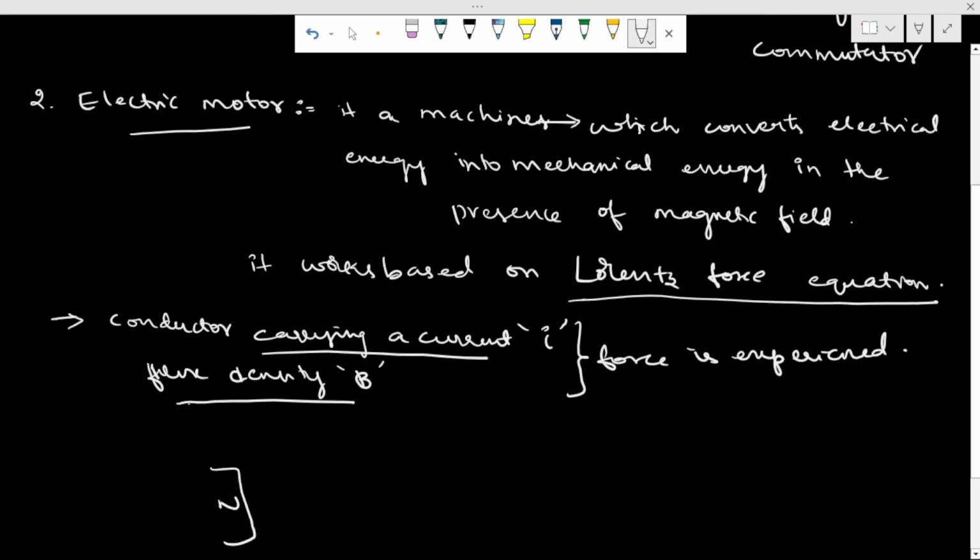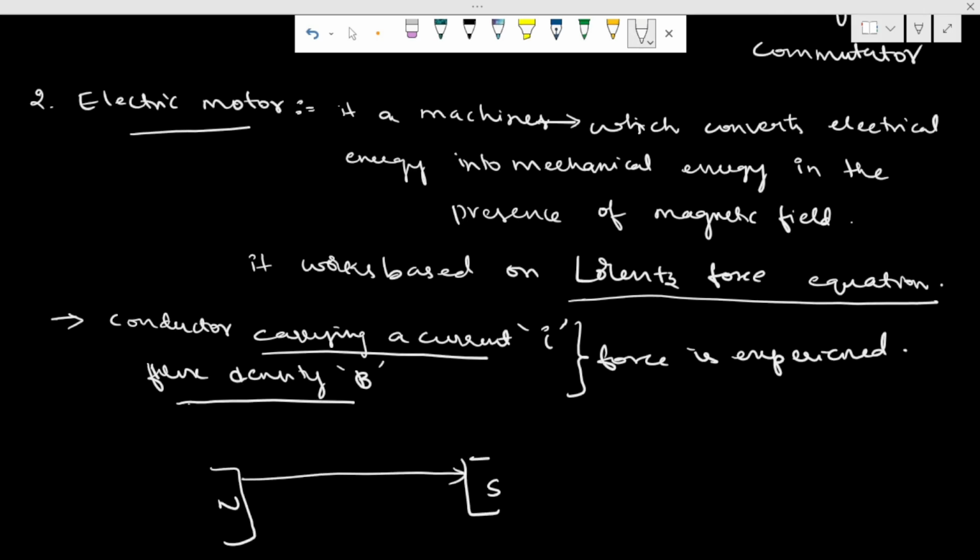Consider two poles and flux lines. Place a conductor which is carrying current. When we place a conductor carrying current in the magnetic field, it will experience force on it.